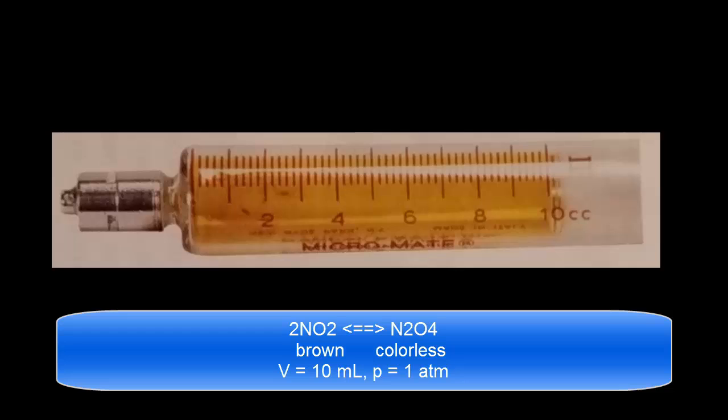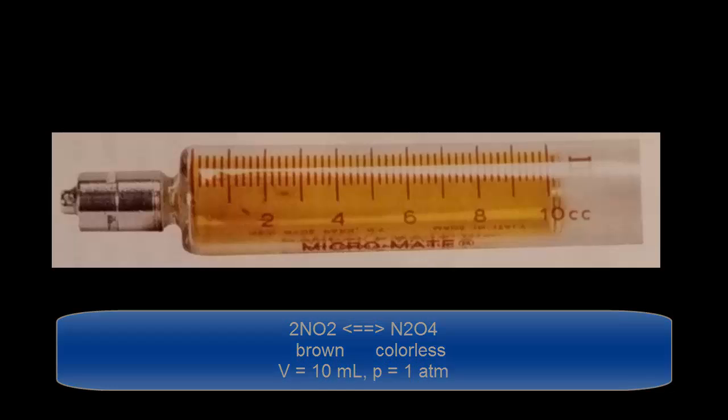The pressure dependence of delta G can be demonstrated with a simple chemical system that involves NO2 gas and N2O4 gas. This syringe shows the NO2, N2O4 equilibrium system where NO2 is the brown color and N2O4 is colorless. This system has a volume of 10 milliliters and a pressure of 1 atmosphere.